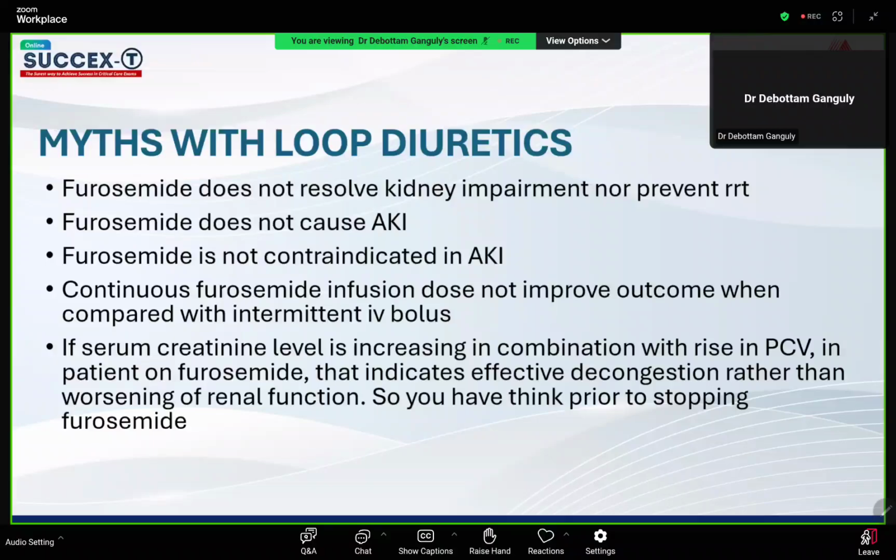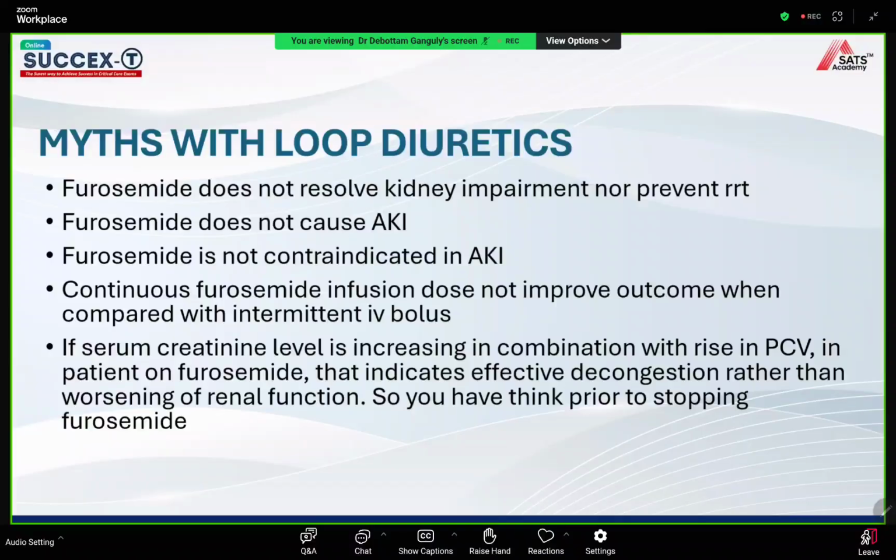Continuous furosemide infusion does not improve outcome when compared to intermittent IV bolus. We know it improves diuresis, but there is no outcome improvement with continuous infusion. Another thing is, if serum creatinine level is increasing in combination with a rise in PCV in a patient on furosemide, that indicates effective decongestion rather than worsening of renal function.